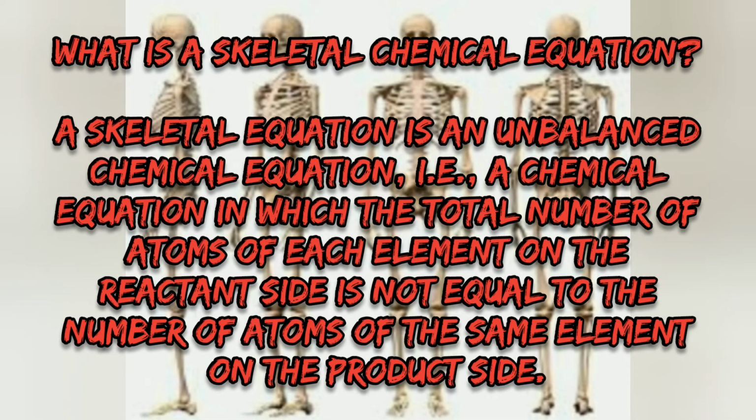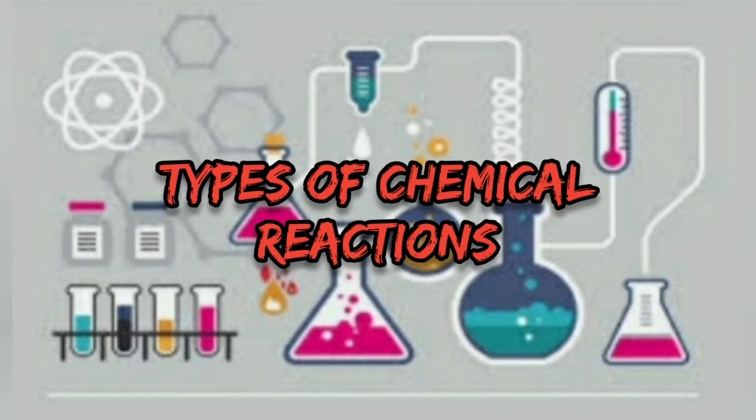What is a skeletal chemical equation? A skeletal equation is an unbalanced chemical equation, i.e., a chemical equation in which the total number of atoms of each element on the reactant side is not equal to the number of atoms of the same element on the product side. Types of chemical reactions.